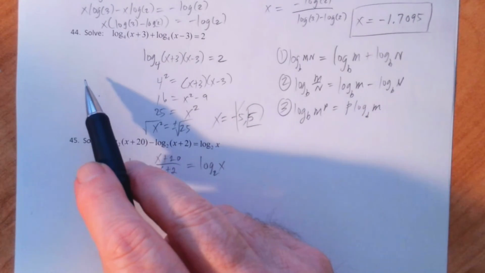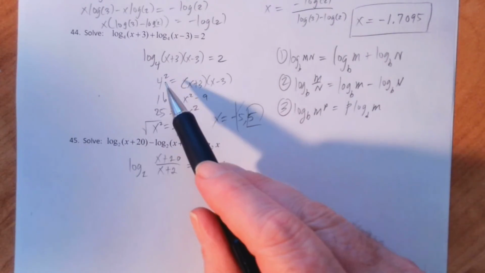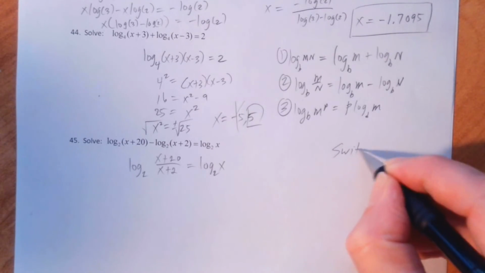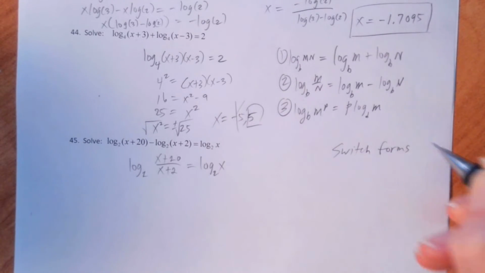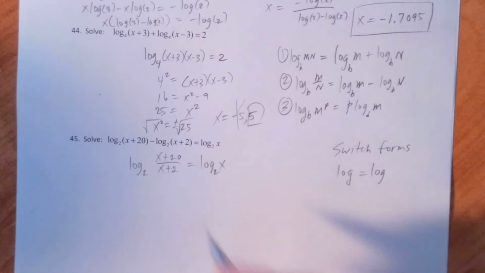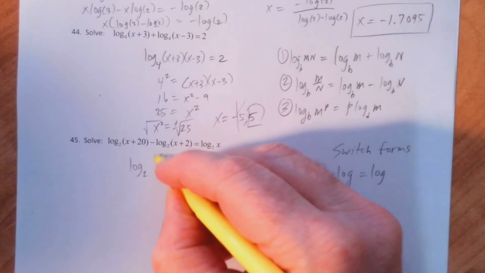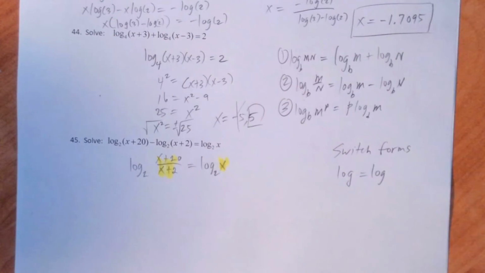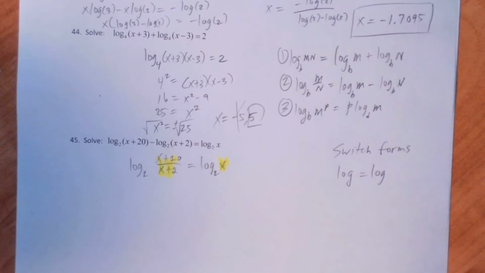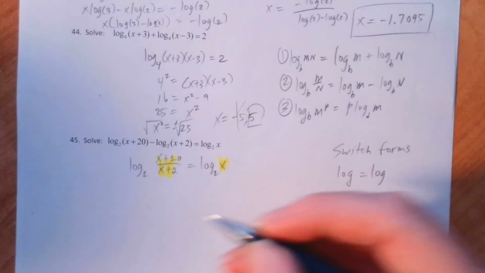So I forgot to mention on number 44, the key step was when we switched from log form to exponential form. So switching forms is one of our 2 types of log problems. The other one's what I call the log equals log case, and that's what we have here. If these 2 logs are equal and they're both base 2 logs, then these inner parts must be equal. And so notice that's different than what we did here when we switched forms. So these are the 2 main types of log problems that you run into.